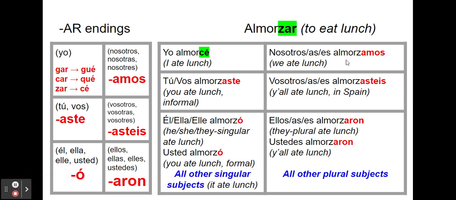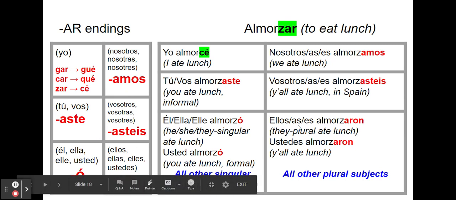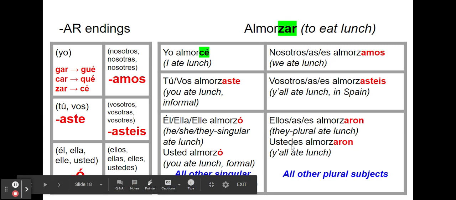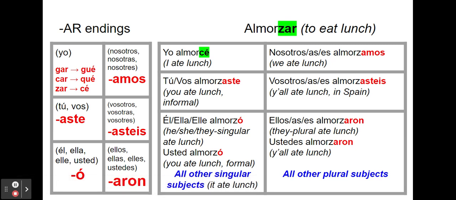Nosotros, nosotras, nosotres almorzamos. That's the nosotros ending. Vosotros, vosotras, vosotres almorzasteis. That is the vosotros ending. And finally, we have almorzaron, which could be they ate, ellos, ellas, ellas, or y'all ate, ustedes. That is an example of a ZAR verb, and any other verb that ends in ZAR will follow this same exact pattern.